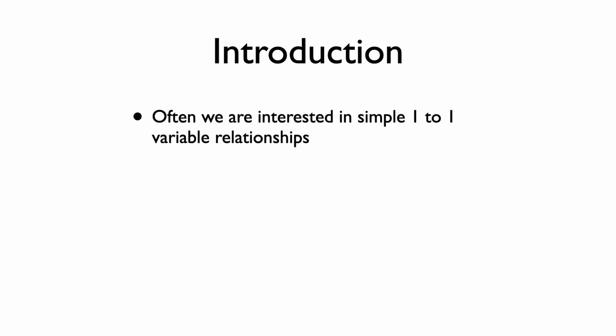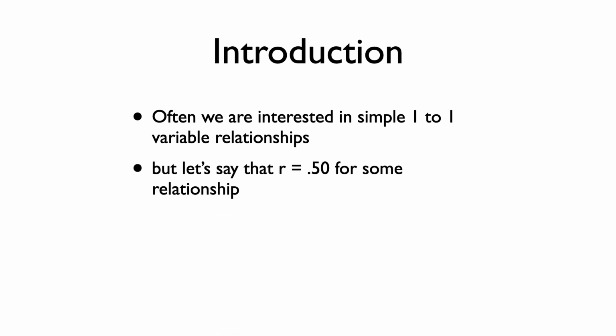So, often we're interested in simple one-to-one variable relationships. The stuff we talked about last time. Remember simple regression? It was like we were predicting IQ from income or whatever we were doing. So let's pretend that the correlation for those two things is 0.5. That's about what it is, by the way.